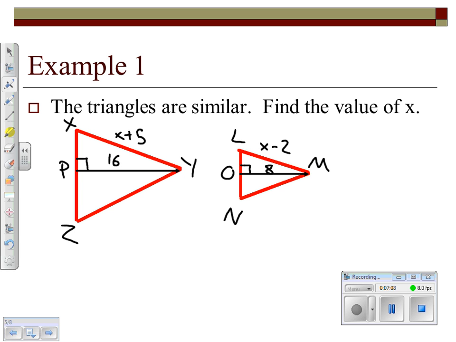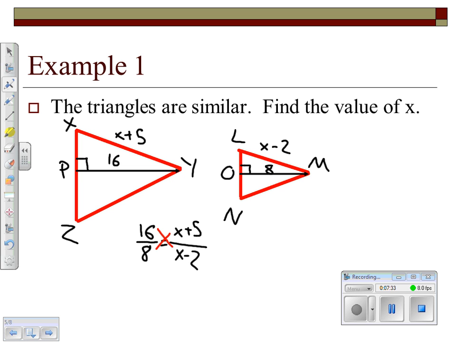So we're going to look at how it corresponds. This is just one option, but I could do 16 over 8 equals x plus 5 over x minus 2. Once we get that set up, we solve it just like any proportion. We cross multiply, and like I've stressed a whole lot, do not forget to distribute.